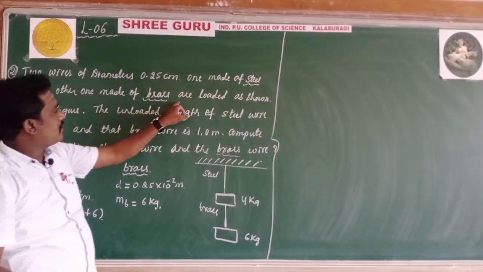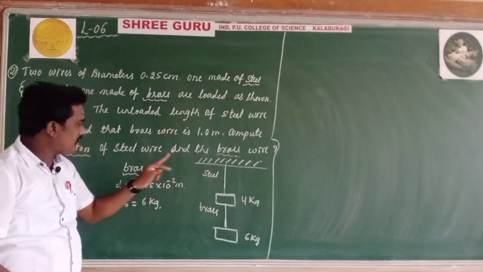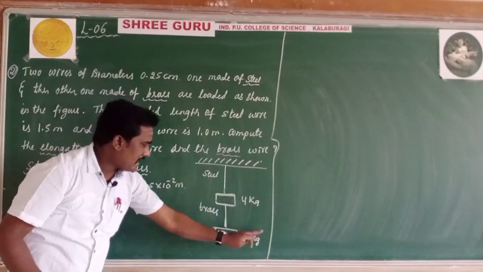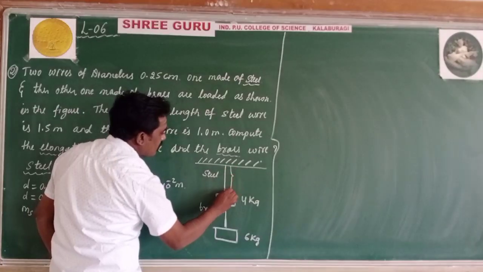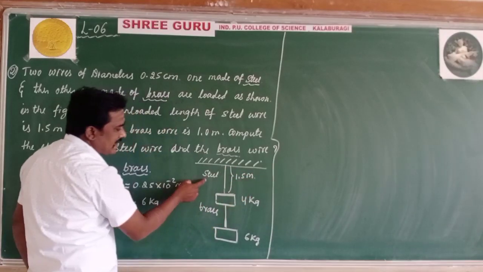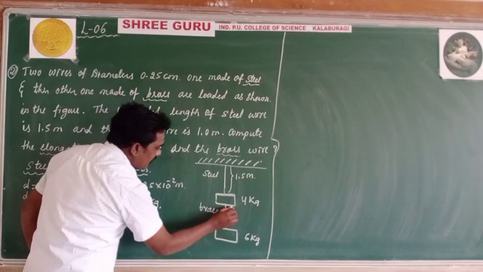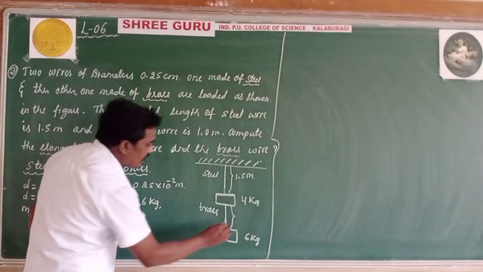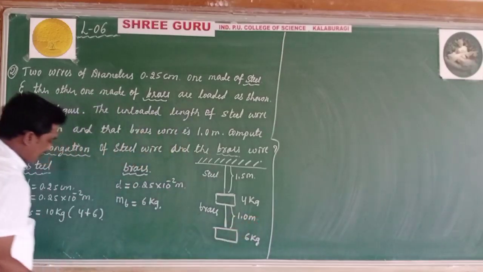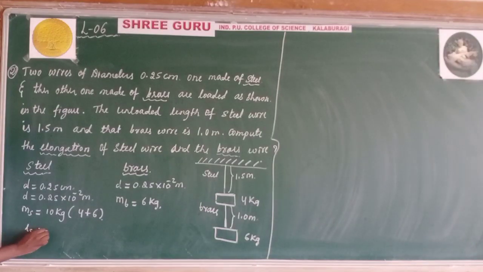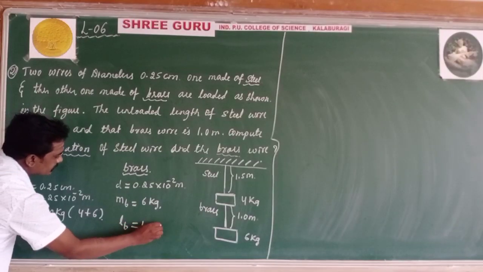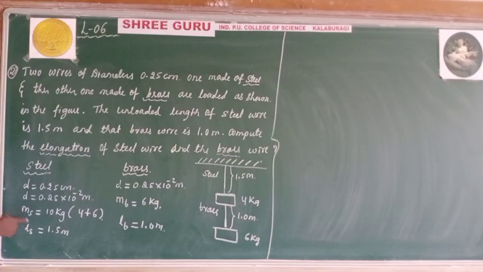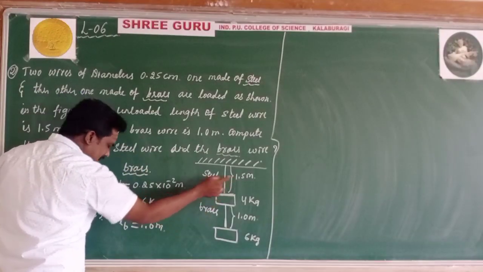Only they mentioned the loads as shown in the figure. In this figure they mention the load, that is 4 kg and 6 kg. And they also mention the length of this rod. Steel rod length is 1.5 meter and this brass rod length is 1 meter. The length of steel rod is LS, which is equal to 1.5 meter, and length of brass rod is 1 meter. Length and mass they mentioned in the given diagrams.